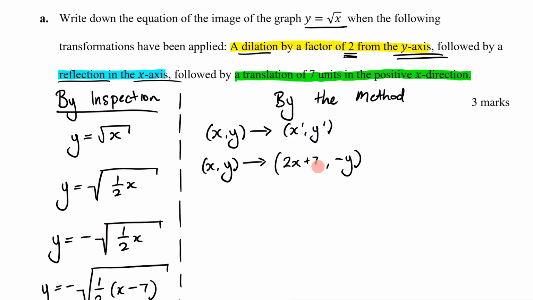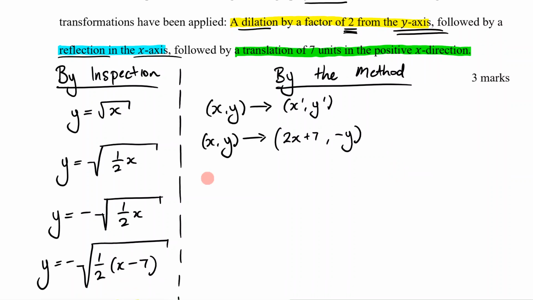So take note of the fact that when you're doing it by the method, you're taking everything quite literally. So when it says 7 units in the positive x direction, you just plus 7 to the x. The only thing you have to be careful of is that when you're dilating from the y, that means you're multiplying your x, and when you're reflecting from your x, you're putting a negative in front of your y. So it swaps over with your dilations and reflections. So just be aware of that. Okay, so now that we've done that, what we can now say is x dash, so my new point is going to be 2x plus 7, and y dash is going to be equal to negative y.